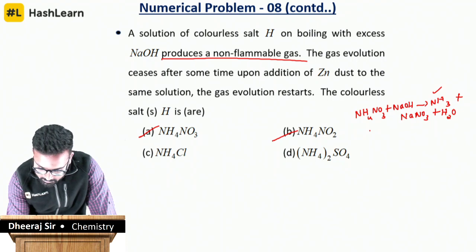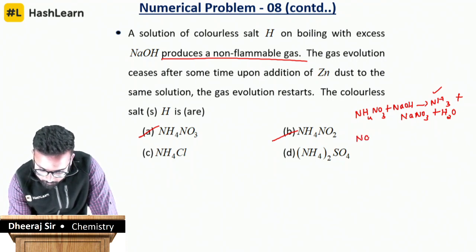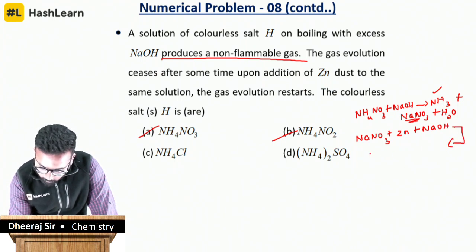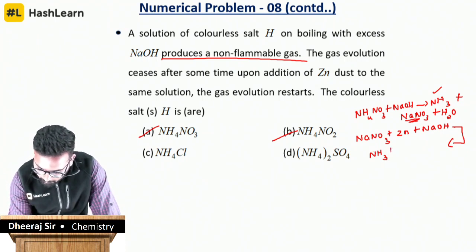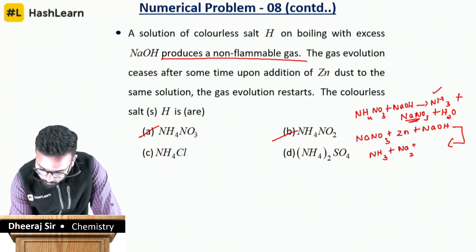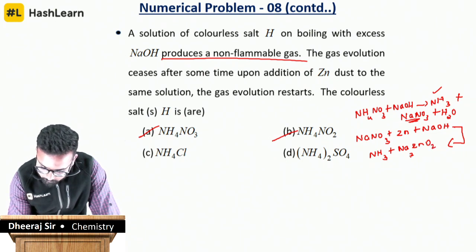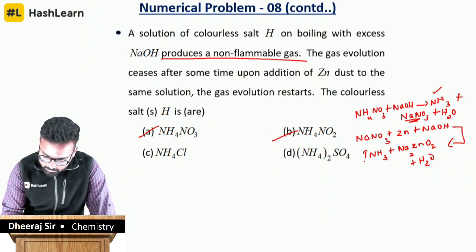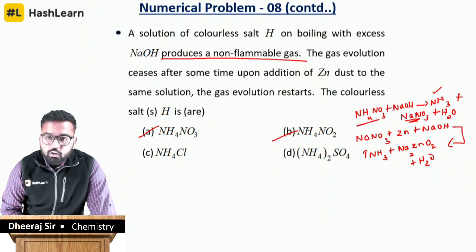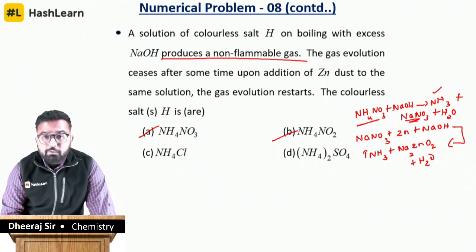Next, the moment I add zinc, the sodium nitrate that was formed will convert itself into ammonia again, plus Na2ZnO2 plus water. So again the evolution of gas starts. This is with respect to NH4NO3. I told you that NH4NO2 is also right.